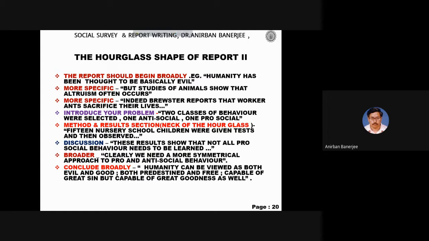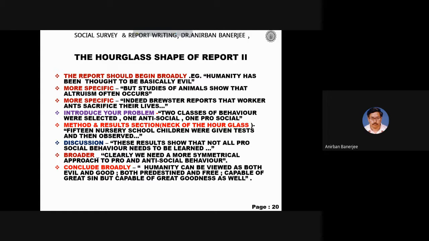Then you introduce your problem. Two classes of behavior were selected. One antisocial, one prosocial. So you are becoming more and more specific until you introduce your problem. And then you introduce the method and result section. That is the neck of the hourglass. 15 nursery school children were given tests and then observed.